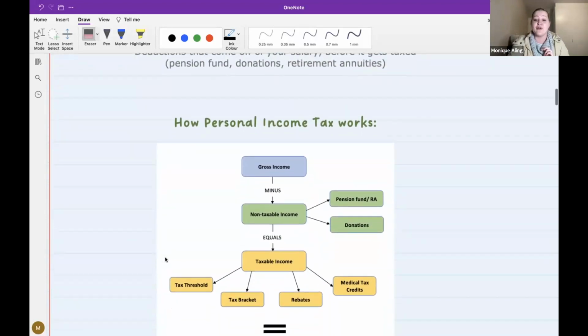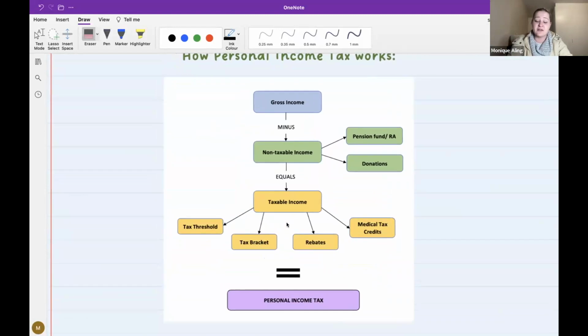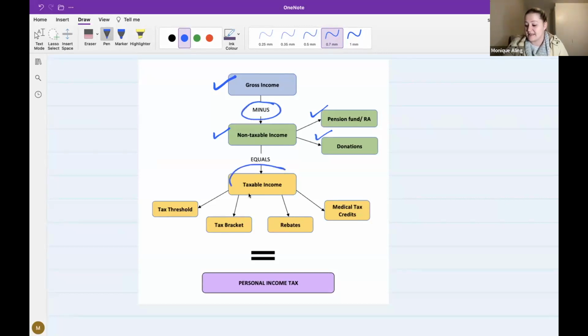Let's have a look at how personal income tax works. So this is one little diagram that might be useful. I know it's not everyone's cup of tea, but this is just one way to explain it or try to remember it. So we all start off with a gross income. Then to work out income tax, we minus our non-taxable income, which is what we just spoke about. If we have any pension funds or RAs or donations, we take that off. We minus it. That gives us our taxable income.